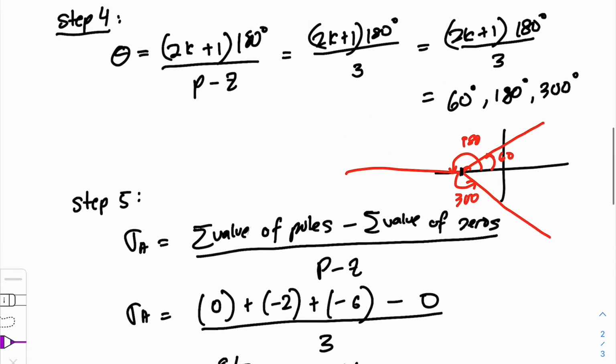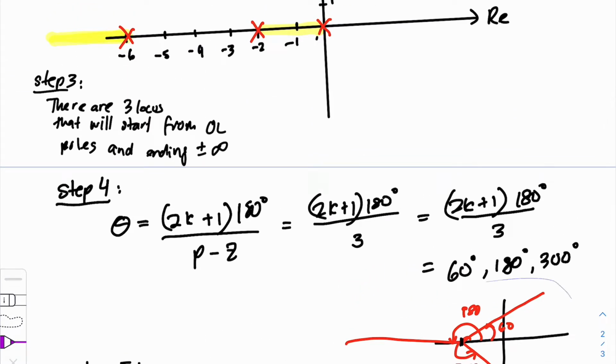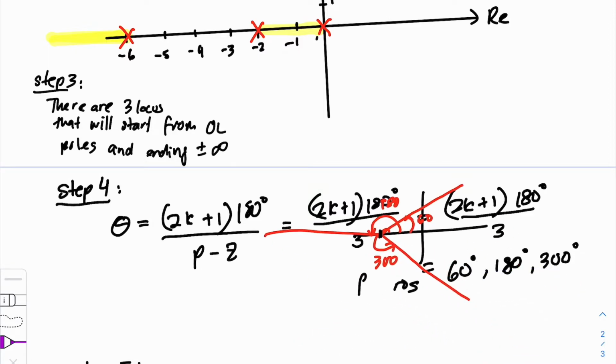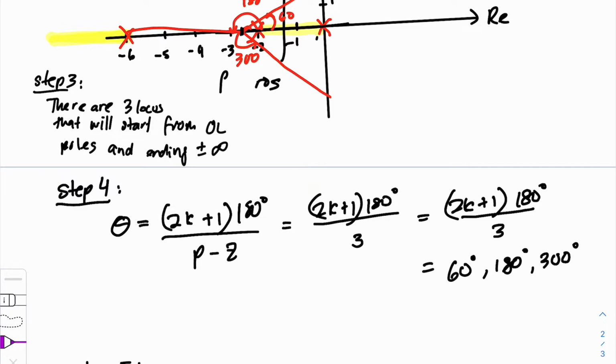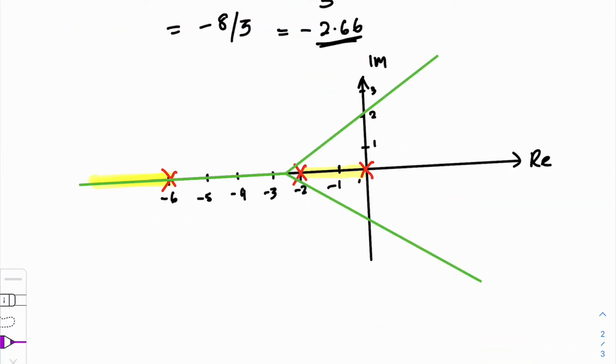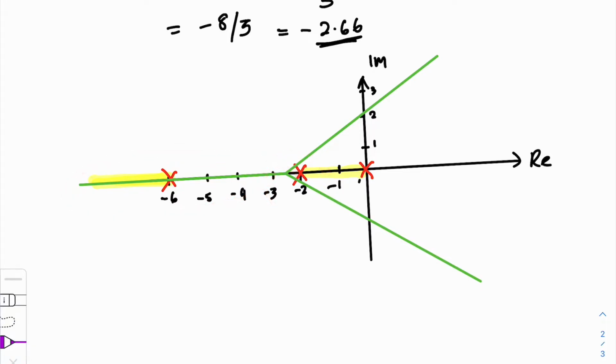So the moment I know the location of my asymptote, I can take the angle of asymptote. Of course, I need to measure it correctly, the magnitude and all, and place that angle of asymptote at negative 2.66. That is where I'm going to put my angle of asymptote. Now we already have three asymptotes: one is 60 degrees, one is 180 degrees, and the other one is 300 degrees. The position of the asymptote is at negative 2.66.